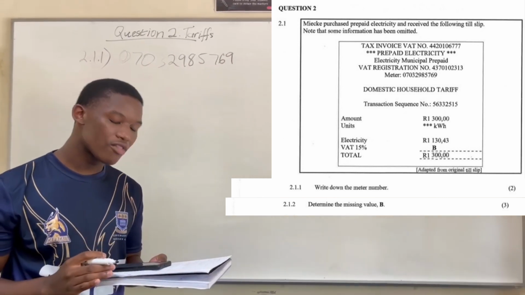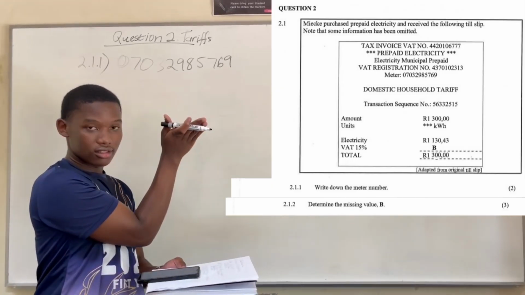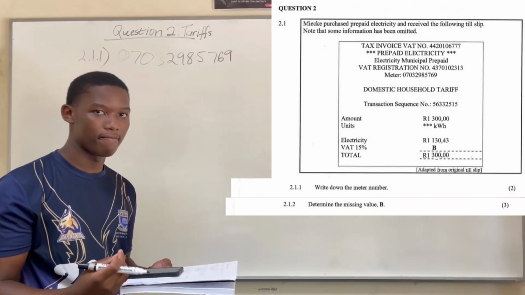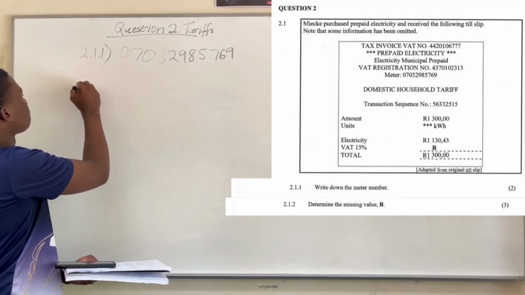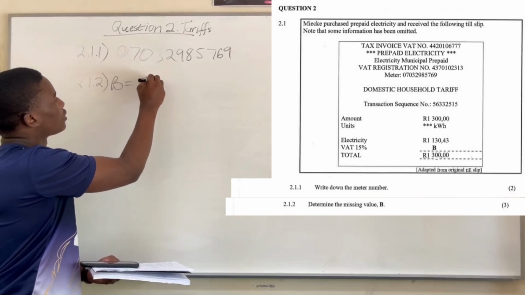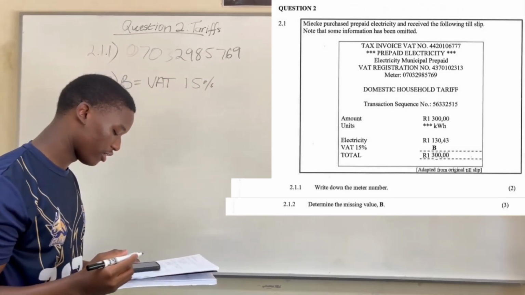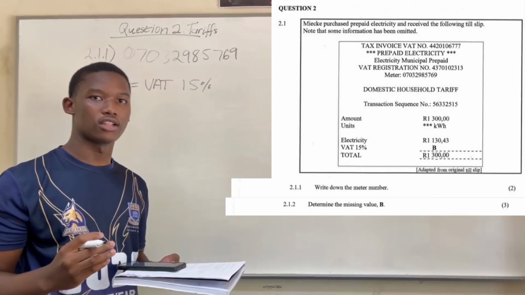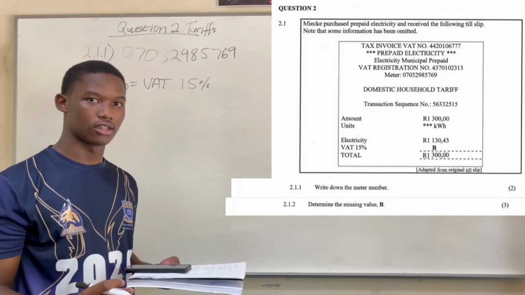Then 2.1.2 says write down the missing value of B. As I've said, the amount on the electricity line is the money before VAT, so the VAT is not added there yet. B is VAT, and it is 15% VAT. This question wants the amount of VAT. You don't have to include VAT or exclude VAT. They just want the amount of VAT.